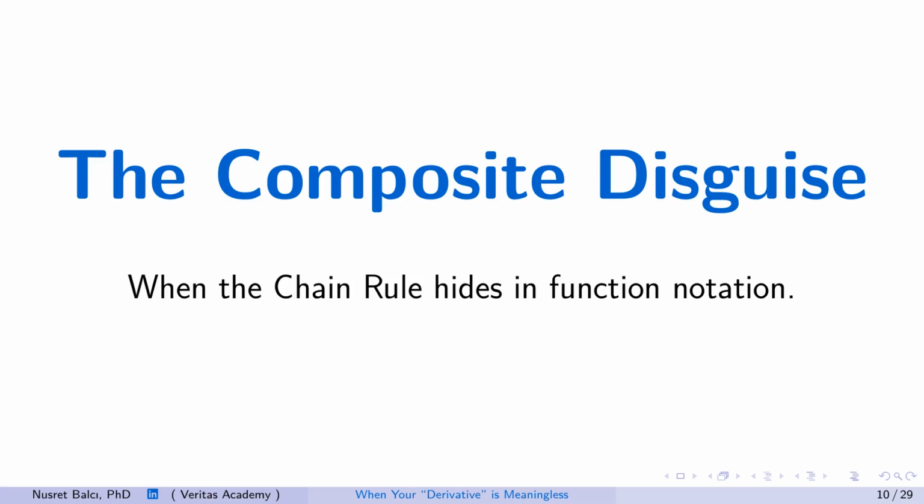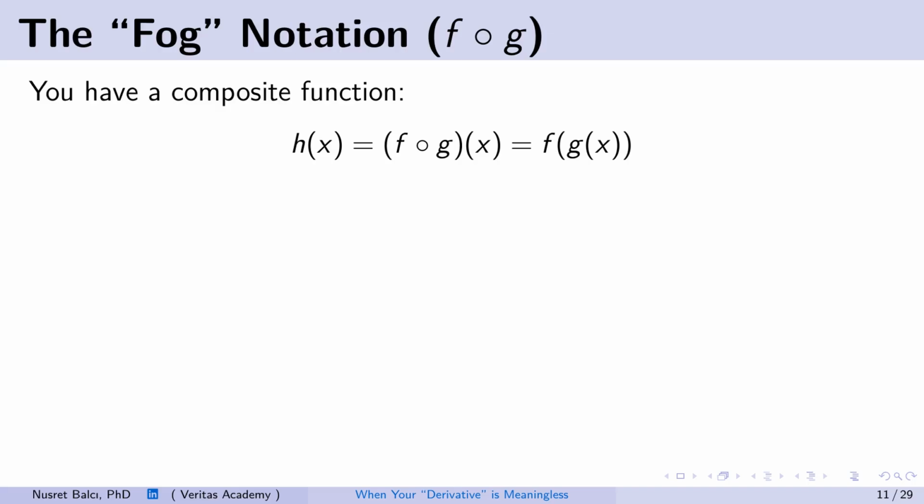Now, let's formalize this. In calculus, the chain rule often hides inside function notation. You'll see it written as f of g of x. This is a composite function.